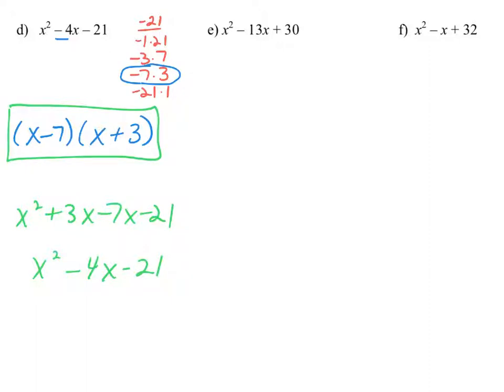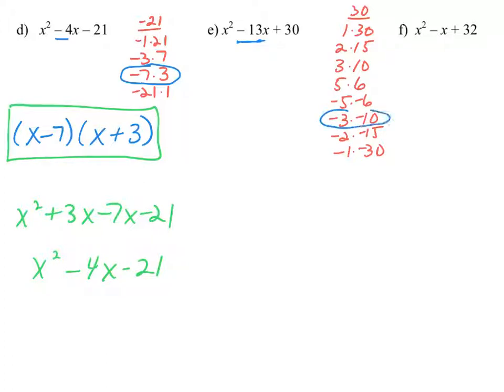For example E, we have x squared minus 13x plus 30. We begin with 30 and list the pairs of factors: 1 times 30, 2 times 15, 3 times 10, 5 times 6, negative 5 times negative 6, negative 3 times negative 10, negative 2 times negative 15, and negative 1 times negative 30. And we want to find the pair of factors that will add up to that middle term of negative 13. So our pair of factors is negative 3 and negative 10.